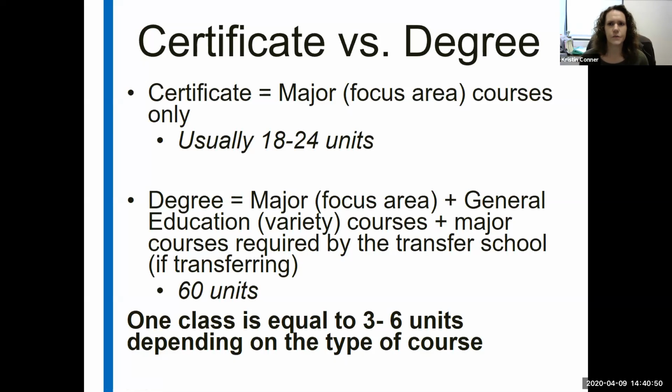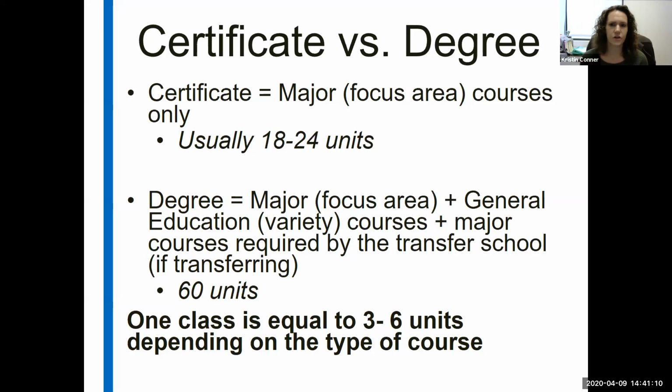What is the difference between a certificate versus a degree? The certificate, which is usually 18 to 24 units, focuses on a specific topic, your major, a focused area. So you're only taking courses that are of one subject area versus your degree.